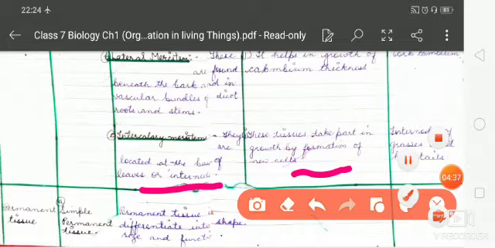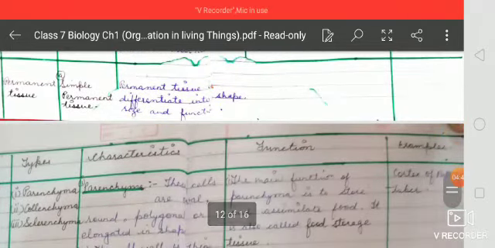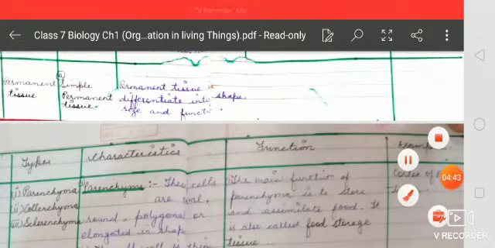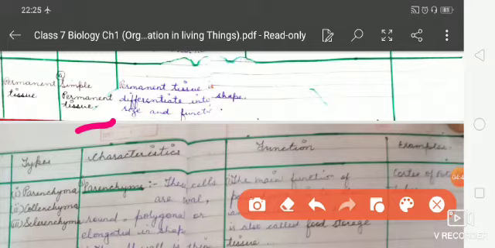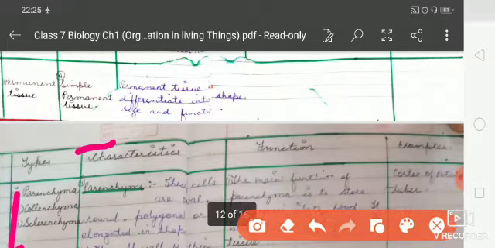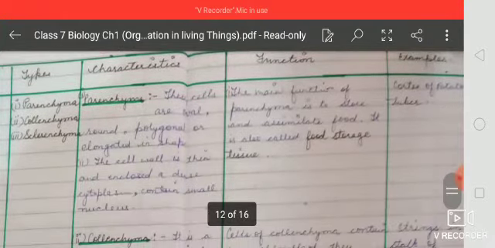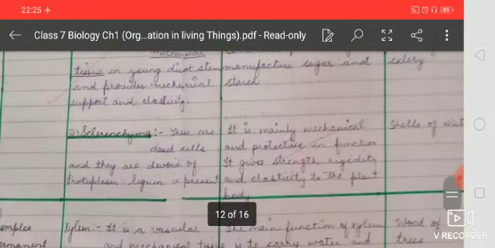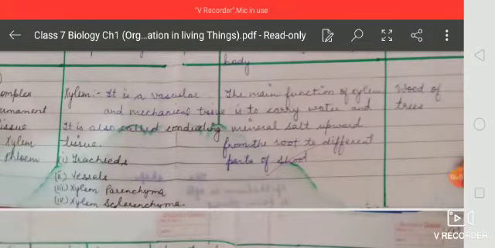Next one is horsetails, and then permanent tissue. Here the simple permanent tissue, and second one is complex permanent tissue. The simple permanent tissue is divided into parenchyma, collenchyma and sclerenchyma. They give support to the plant. And next one is complex permanent tissue, that are xylem and phloem.